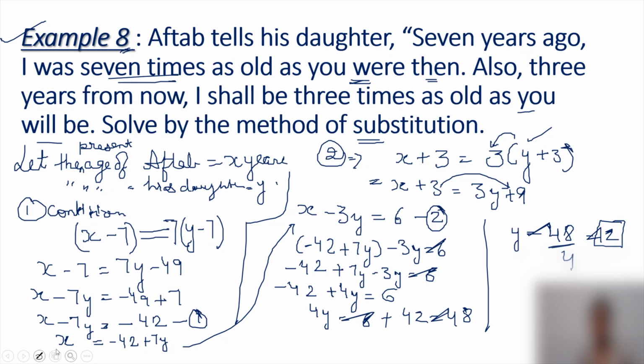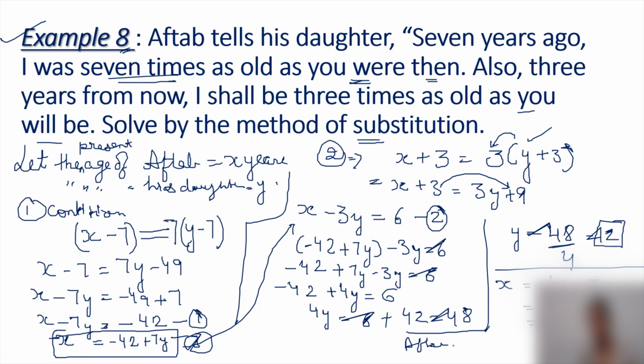Now age of father we can find with the help of third equation. We can put y is equal to 12. You will be getting x is equal to minus 42 plus 7 into 12. That is minus 42 plus 84, which is equal to 42. Age of Aftab is 42 years old, and the age of daughter is 12 years. This is your answer. Next question.